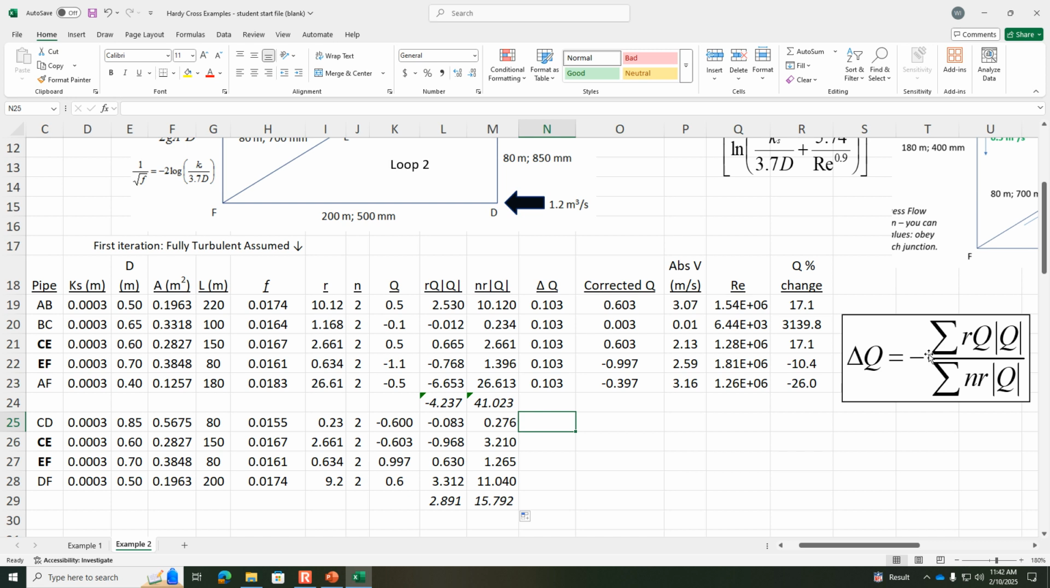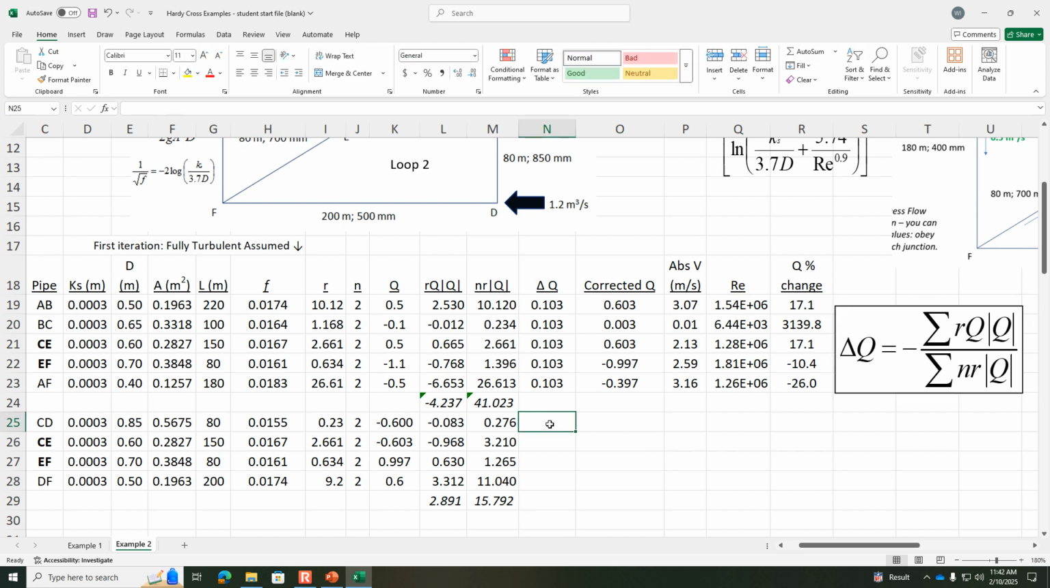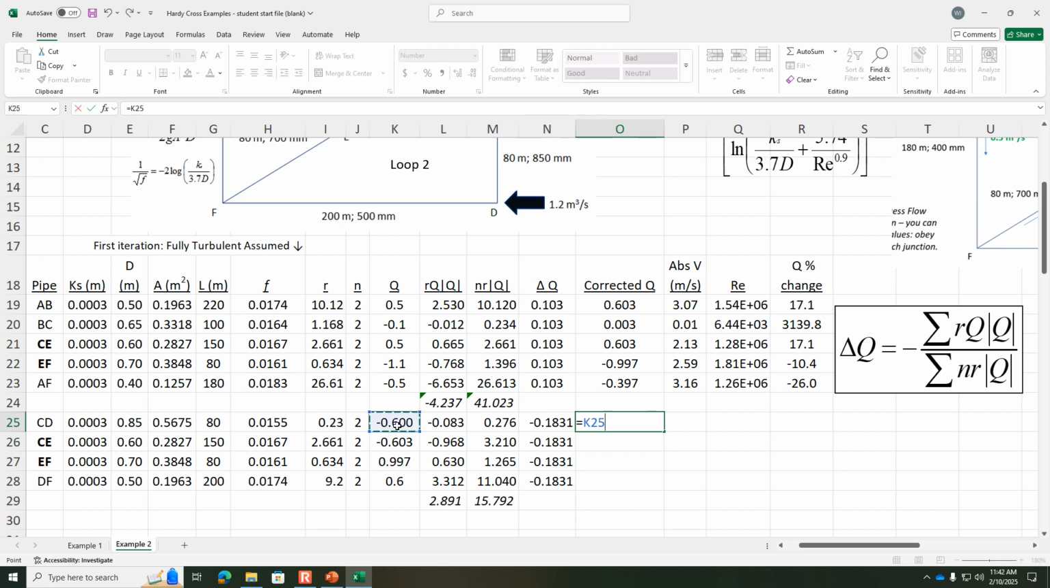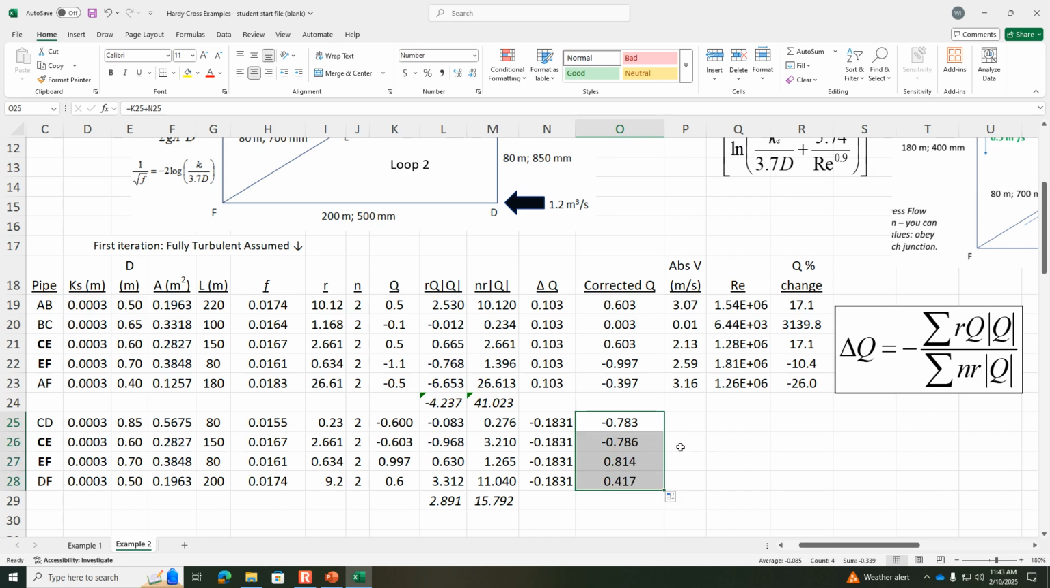Okay, now let's use the same formula for delta Q. It's equals minus of that divided by that. Forgetting the minus sign is one of the common mistakes that students sometimes make. It's easy to miss, but there is a minus sign there. Equals minus that divided by that. And then the corrected flow rate is the original guess plus the correction factor. Okay, so we've got corrected Q's.